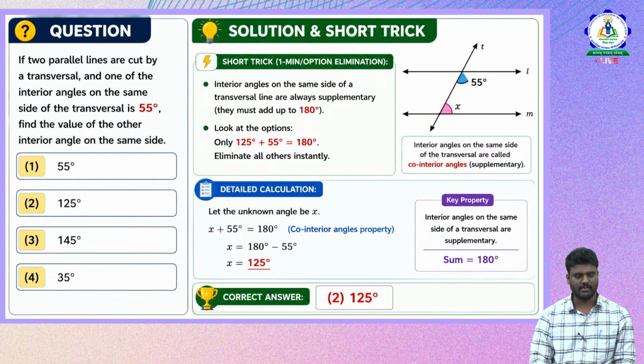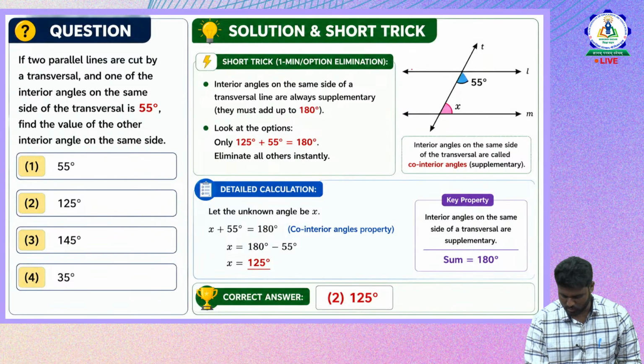Then the next question is: if two parallel lines are cut by a transversal and one of the interior angles on the same side of the transversal is 55 degrees, find the value of the other interior angle on the same side. The options are 55 degrees, 125 degrees, 145 degrees, and 35 degrees. So the question is asking, if two parallel lines are cut by a transversal and one of the interior angles on the same side is 55 degrees. That means there are two parallel lines.